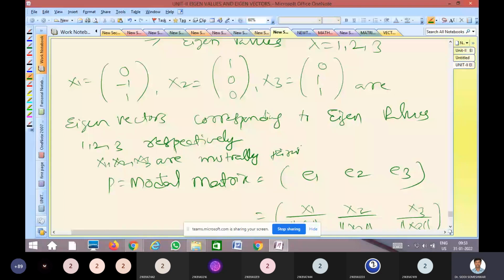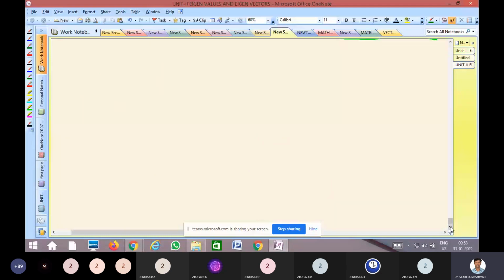pairwise orthogonal. Okay, now we will discuss one problem in which the eigenvectors are not pairwise orthogonal. In that case, what you have to do is convert them into pairwise orthogonal vectors by taking a suitable vector. So how that is done, we will discuss in the next problem. So listen here carefully.